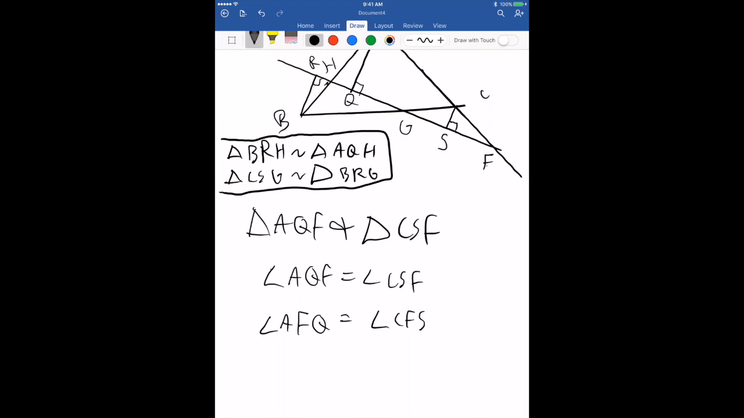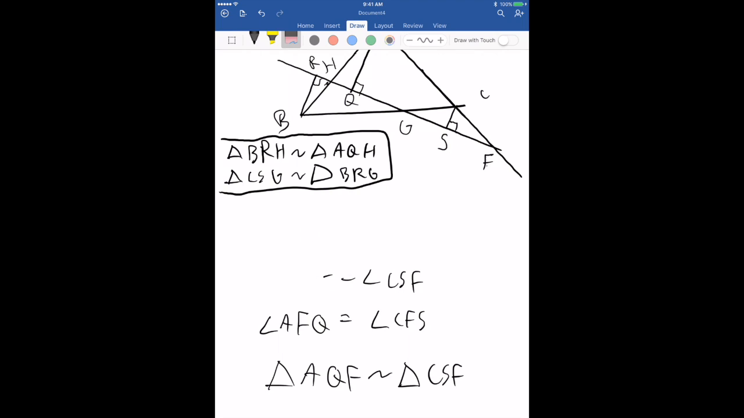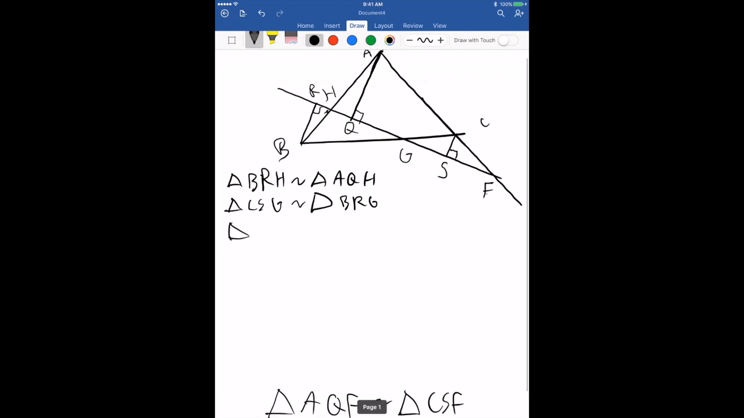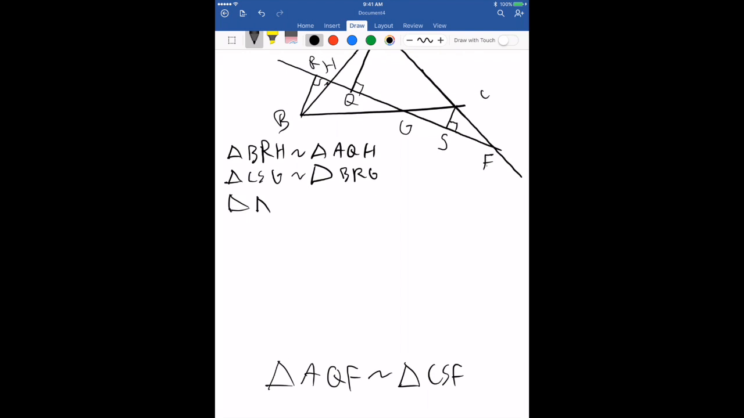Once again, like we've shown, triangle AQF will be similar to triangle CSF. And I have to erase this. Let me write this up here. We're going to have three sets of similar triangles within this diagram. So triangle AQF is similar to triangle CSF.